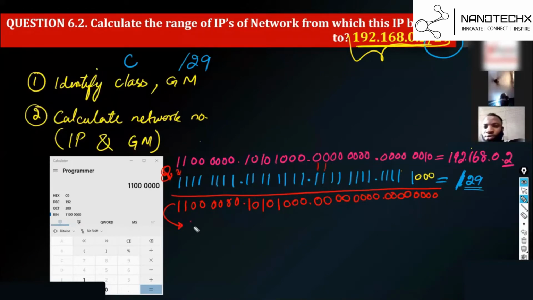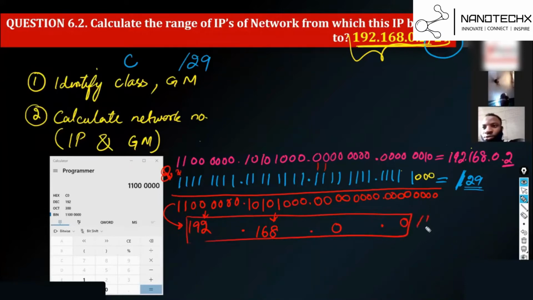So 1100, we just discussed how much is this? This one is 192. This one we convert to binary. How much is this? This one we already know. This one is 168. You can use a calculator or you can do it yourself. And then this 00 is 0 and then again 0. So 192.168.0.0 is our network number. Means this is the first IP address.